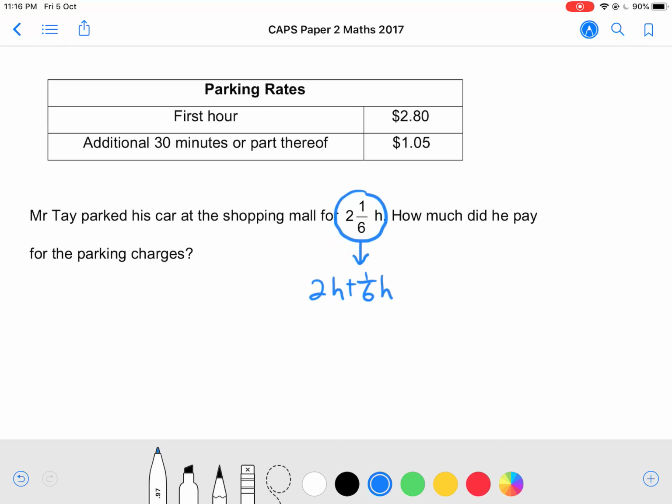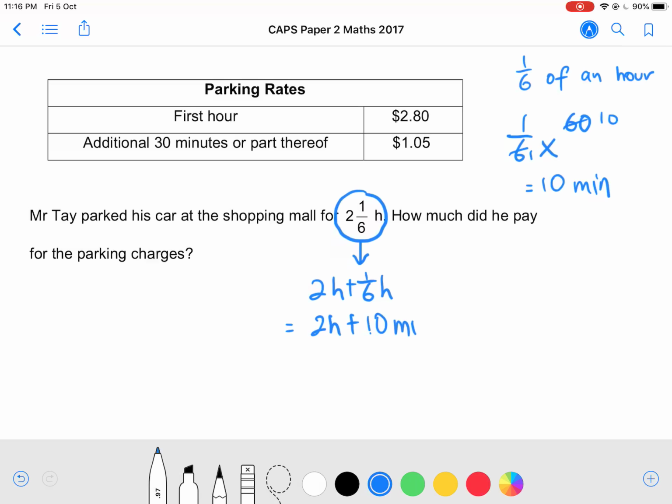Alright, so what you can do to convert would be, you can multiply 1/6 by 60 because 1 hour has 60 minutes. So you want to know how much is 1/6 of an hour, right? So that is about 60 minutes. 60 minutes, 1/6 of it is going to give you 10 minutes. So I know that 2 1/6 hour is actually the same as 2 hour, 10 minutes. Alright, so your first hour is going to be $2.80. So this is for 1 hour.